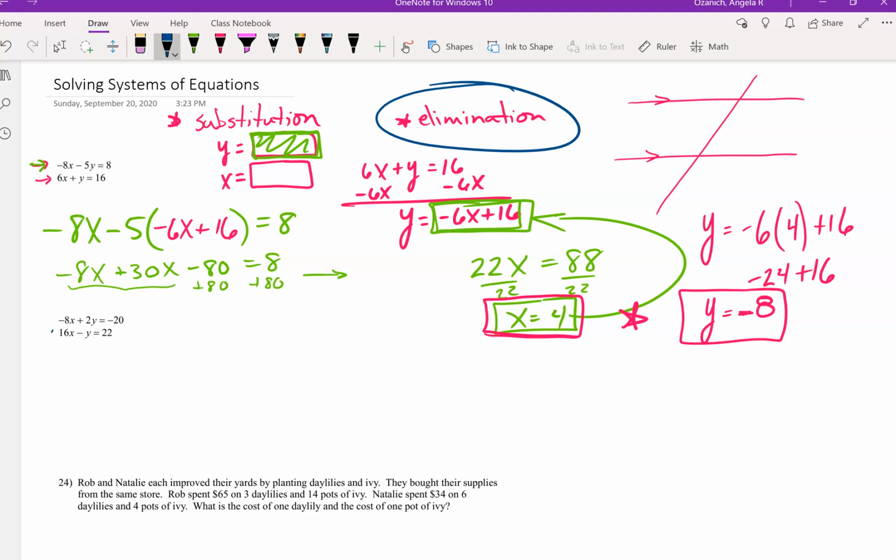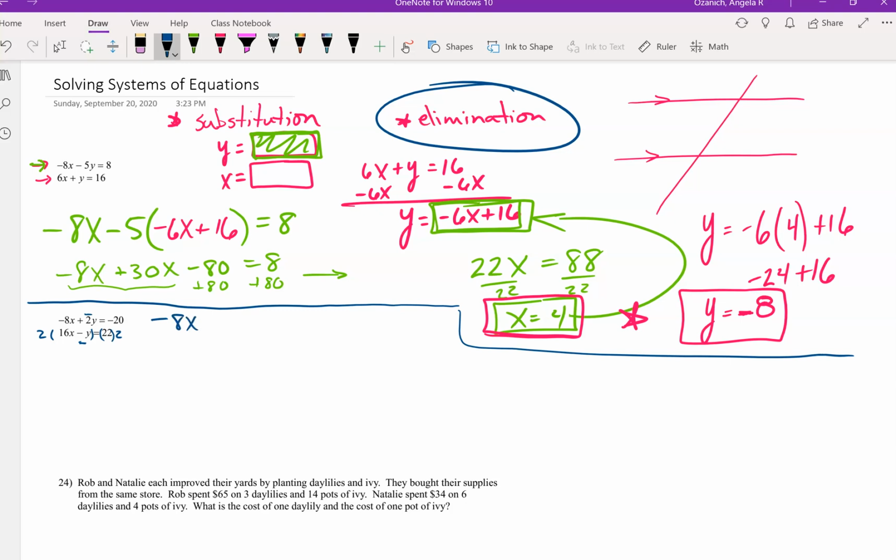So I'm going to go ahead and recognize that if I multiplied this side by 2 and I multiplied this side by 2, that's going to create a negative 2y right there, which is going to be opposite my positive 2y. So we're going to have a negative 8x plus 2y equals a negative 20. That's just my original first equation. I've just rewritten it over here so I can line up my values.